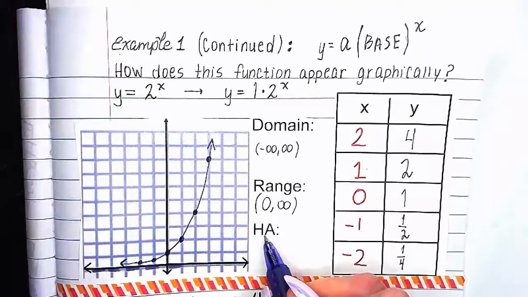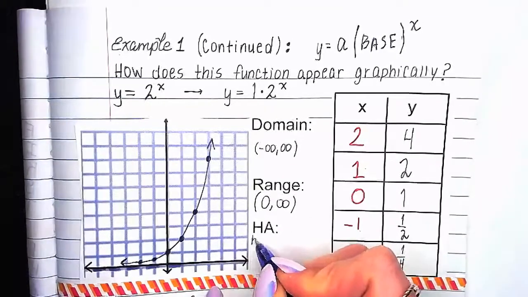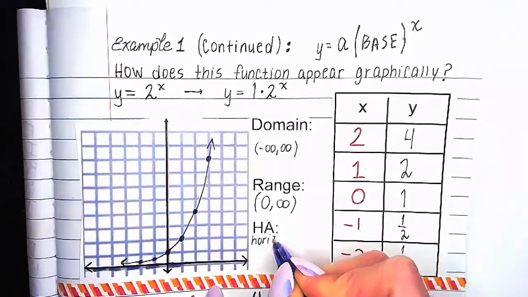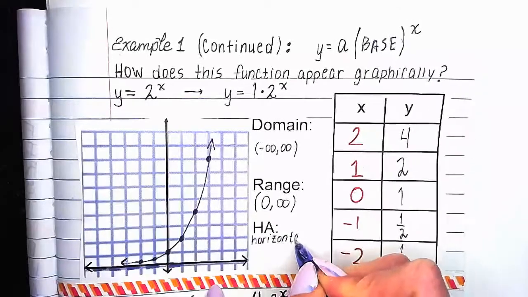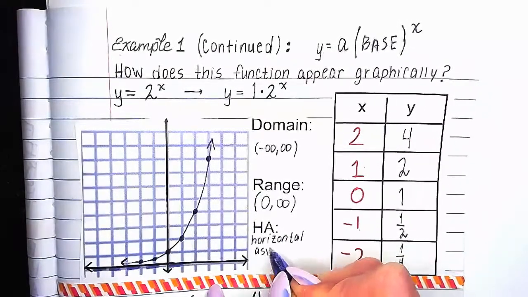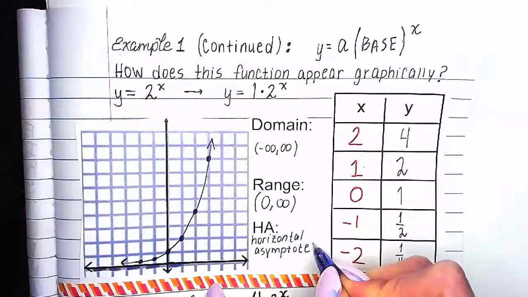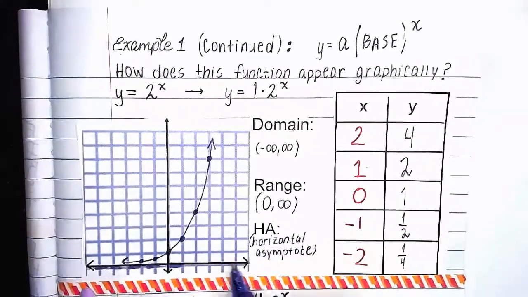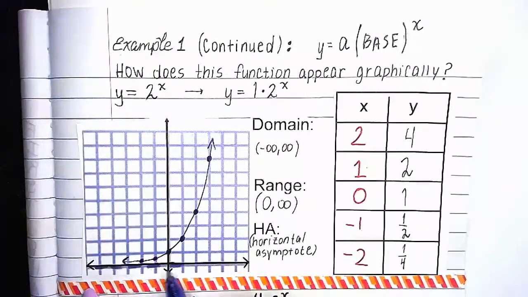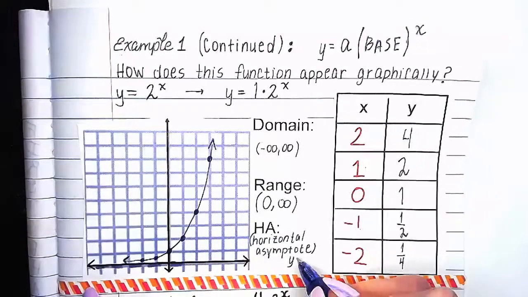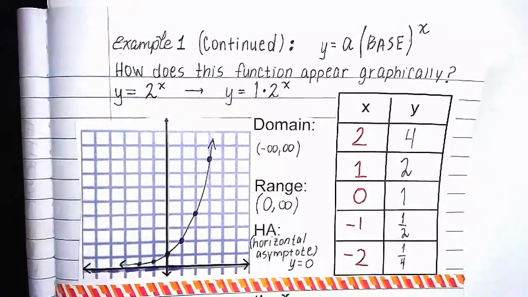HA. HA stands for horizontal asymptote. What's the equation of the horizontal asymptote? Right over here. If you said y equals 0, you are correct.